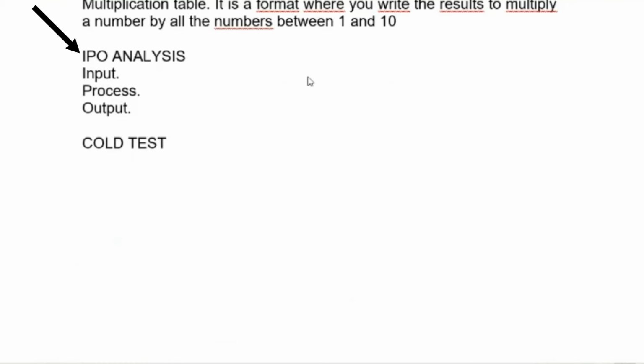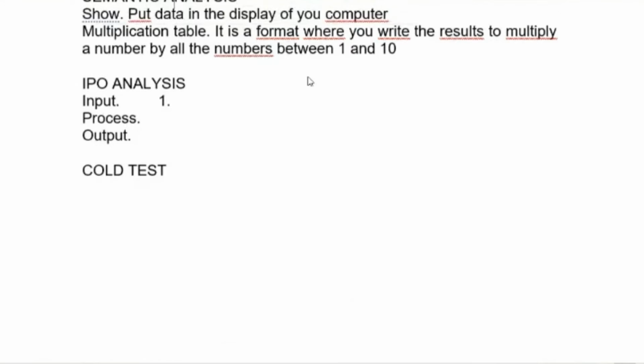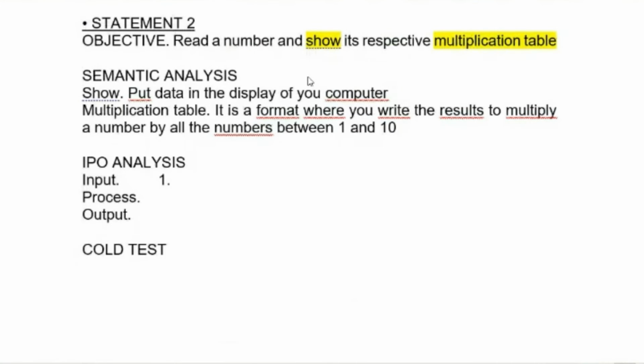First, input. Step number 1. To see the objective, read a number. That means you need first a number, of course. Step number 1. Read a number and store in variable named num. This is a name I choose for this variable.